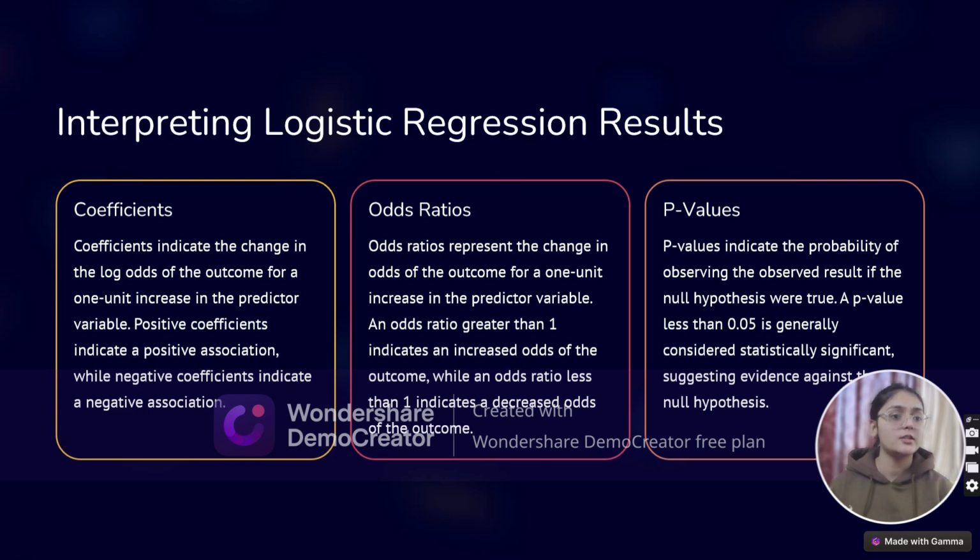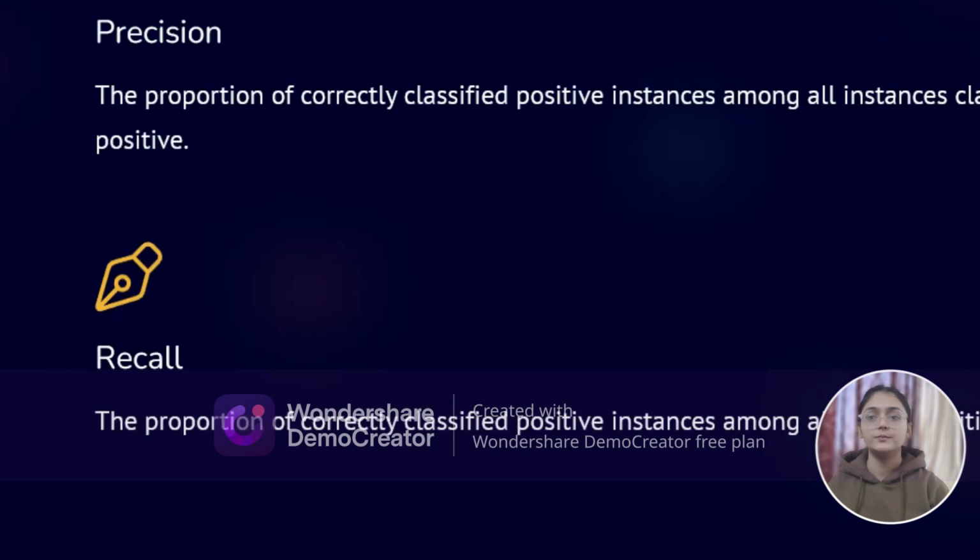P-values. P-values indicate the probability of observing the observed results if the null hypothesis were true. A p-value less than 0.05 is generally considered statistically significant, suggesting evidence against the null hypothesis.